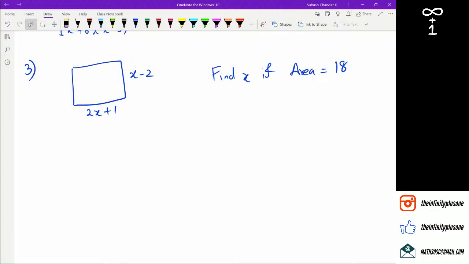So this one is a little bit more, well, it's not tricky, it's just a slightly harder quadratic, but if you get this one, then we can actually do that L-shaped question.